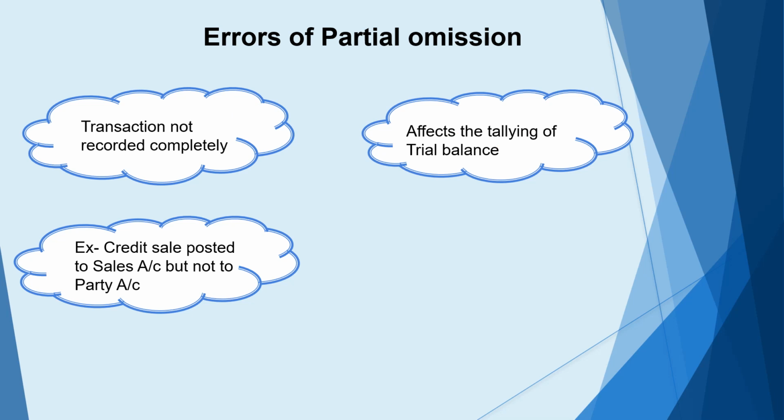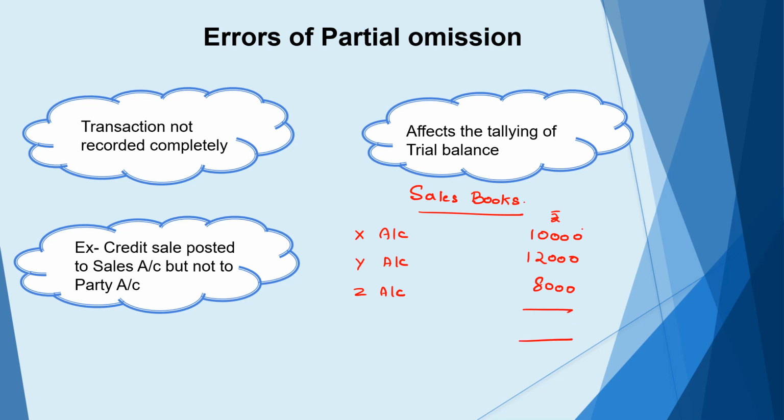To understand it, I am giving you an example here of a credit sale posted to the sales account but not to the party account. Now, where do we record the credit sales? In the sales book. In the sales book, we record it under the party's name. Suppose we have made a sale of rupees 10,000 to party X, 12,000 to Y, and to Z a sale of 8,000. Let us take the total of this, that would be 30,000, the total sale made in this month.